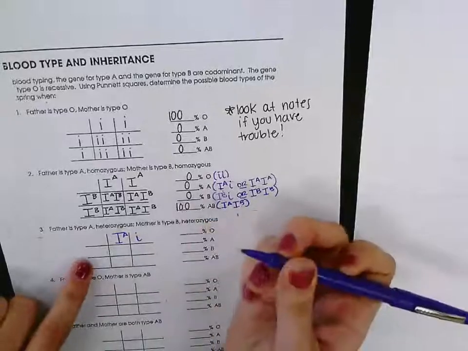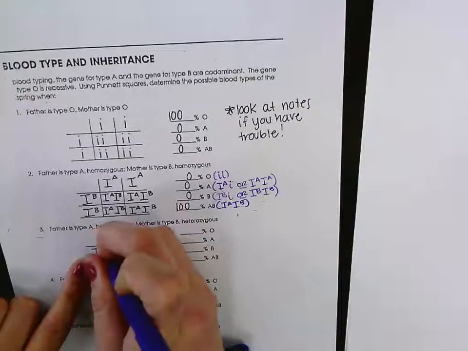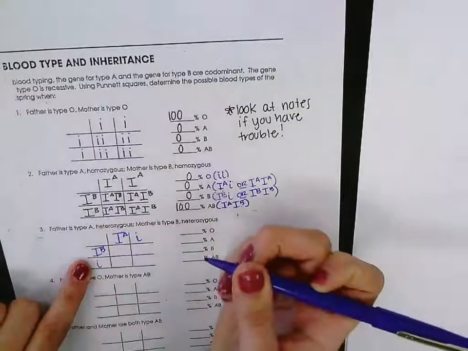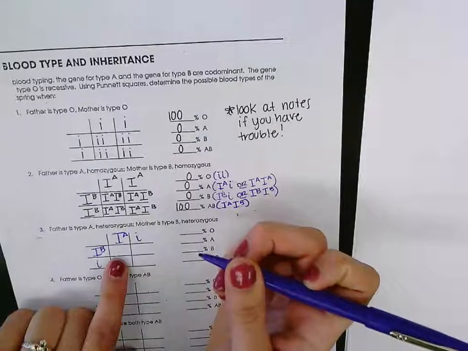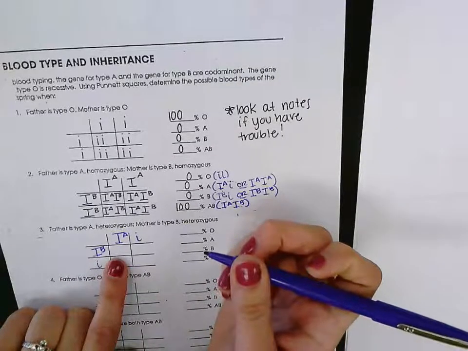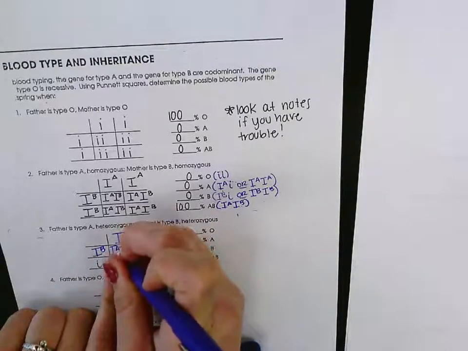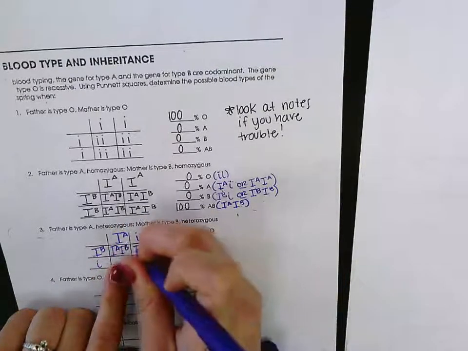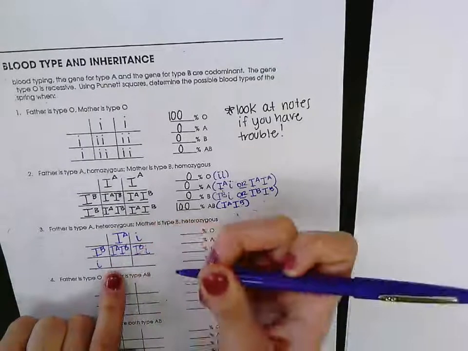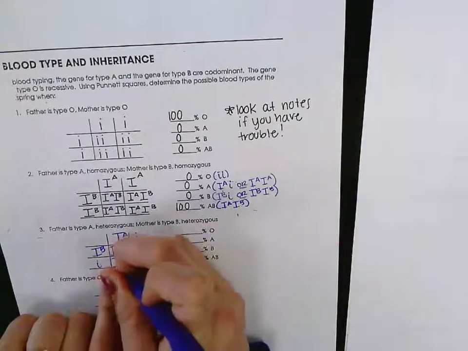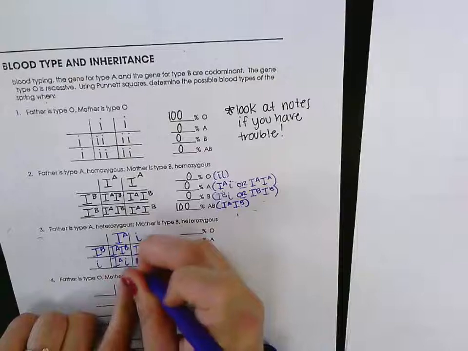And then we have a mom who's type B heterozygous, so we've got I^B, little i. I would recommend always putting A before B and the capital I before the lowercase i. It'll just make more sense of things. So here we've got I^A I^B, here we've got I^B i, here we've got I^A i, and we've got little i, little i.